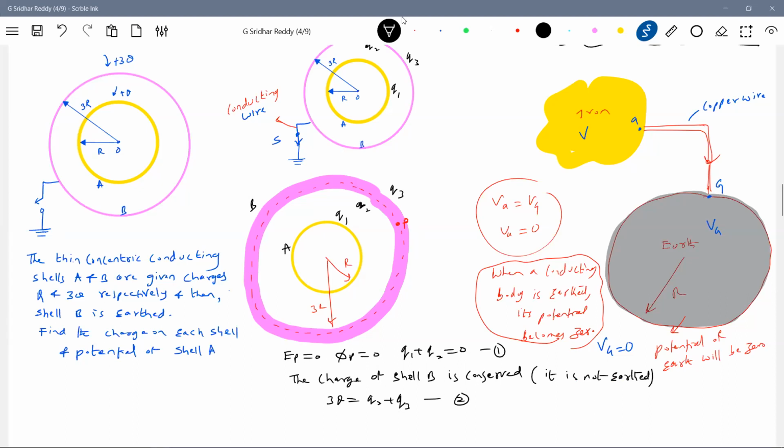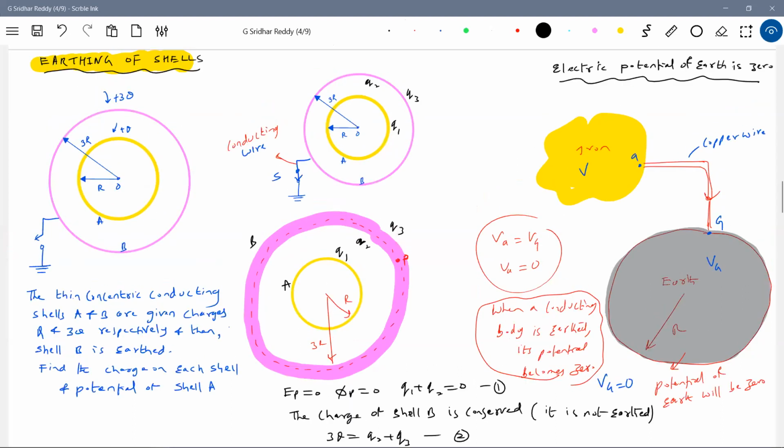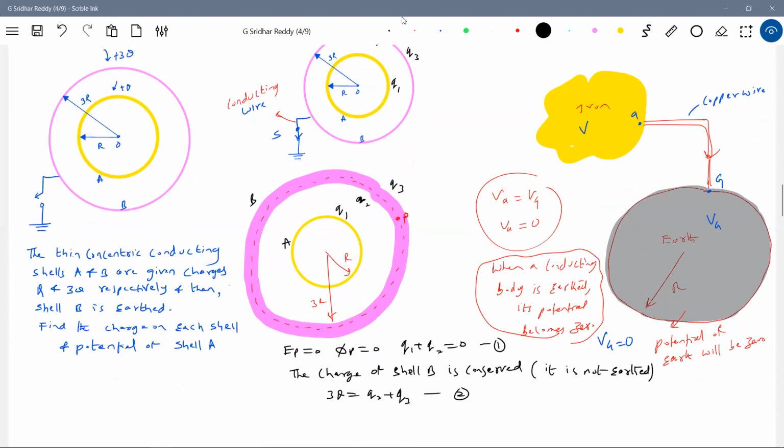How many unknowns are there? Q1, Q2 and Q3. Three unknowns are there. I have two equations. I need one more equation. So a shell which is earthed, what should be the potential of it? Oh, wait. Shell B is earthed, no? Charge of shell A is conserved, sorry. What was the charge given to shell A? Q. So therefore Q1 equals Q. From 1, we can write Q2 equal to minus Q.